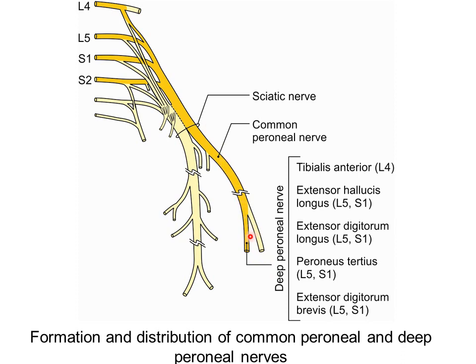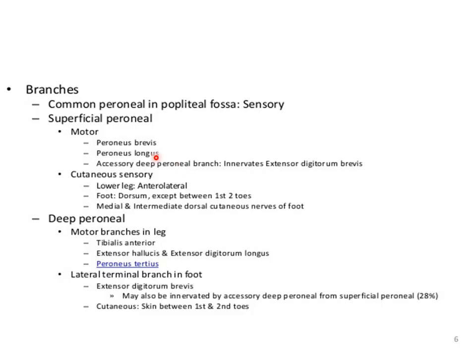So, in the popliteal fossa, the nerve descends vertically from its superior angle, that means from the superior angle of the popliteal fossa up to the lower angle. So branches of the common peroneal nerve in the popliteal fossa, it gives sensory branches. The superficial peroneal nerve gives motor branches to the peroneus longus and peroneus brevis. Then the accessory deep peroneal branch innervates extensor digitorum brevis.